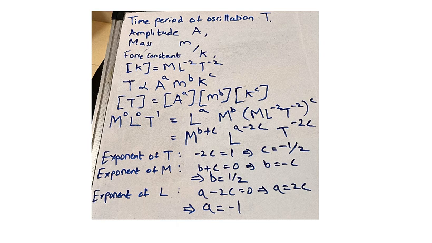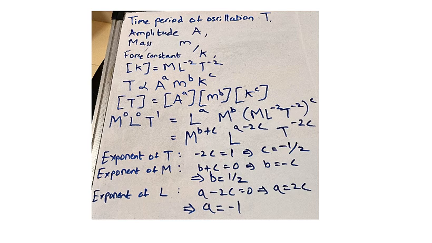The exponent of L, when we compare the exponent of L on the left hand side and the right hand side, we get that on the left hand side we have 0, and on the right hand side we have a minus 2c. So we get that a minus 2c is equal to 0, which gives that a is equal to 2c. So we get that a is minus 1.